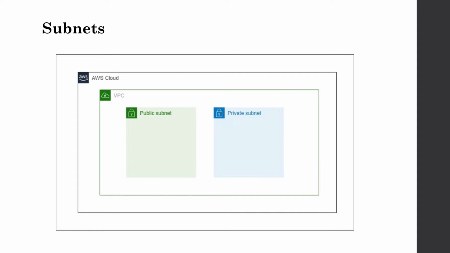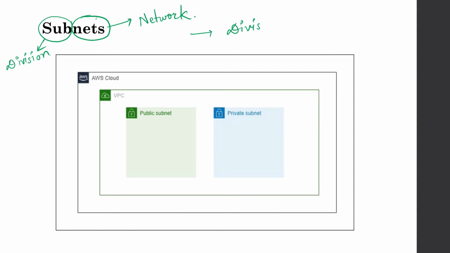Now let's move on to the other topic, that is subnets. Now what are subnets? So basically you can see that this name itself has got two meanings. That is, sub stands for division and net stands for network, which means that there is a division of network. Now in this case, which network are we dividing? We are dividing a VPC.